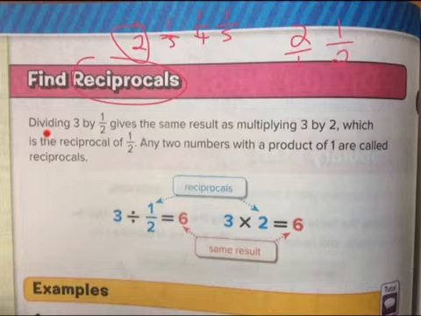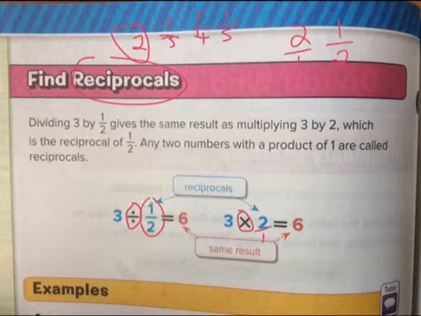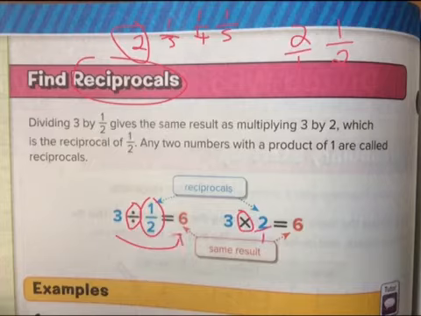So when we divide 3 by a half, it gives the same result as multiplying 3 by 2. So here we're multiplying while here we're dividing, which is the reciprocal of a half. Any two numbers with a product of 1 are called reciprocals. What they mean is this, boys and girls. Let's say we're going to divide 3 divided by a half. What we actually do is we change the dividing sign to multiplication, as you see. So we replace it, and then we take the 2 over 1 and we flip it. You see that? So it gives us 6, or over here, it gives us 6.